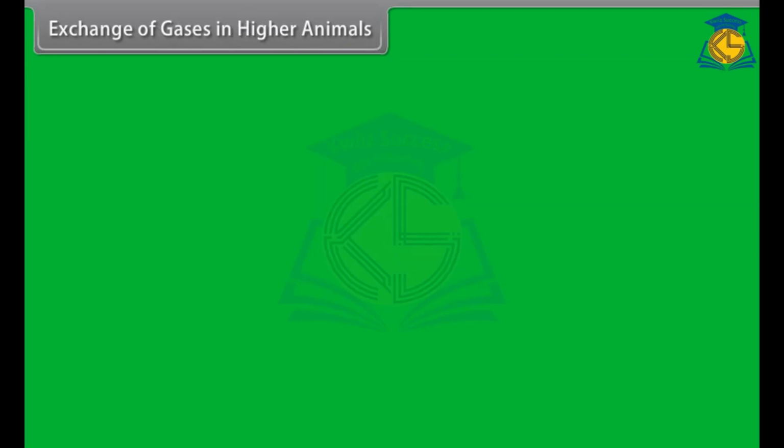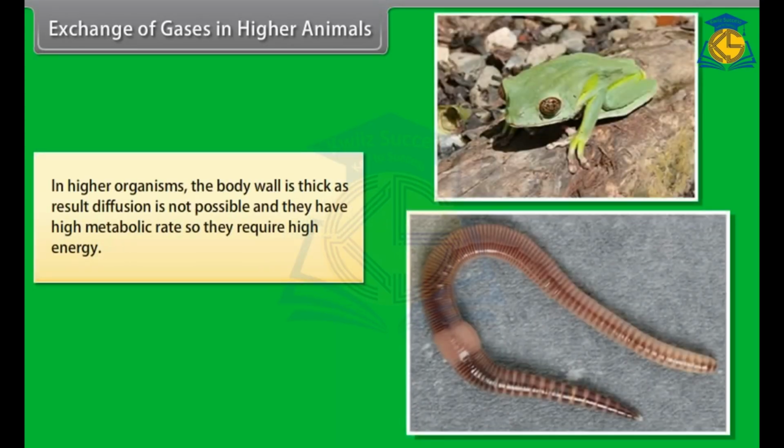Exchange of gases in higher animals. In higher organisms, the body wall is thick. As a result, diffusion is not possible, and they have a high metabolic rate, so they require high energy.